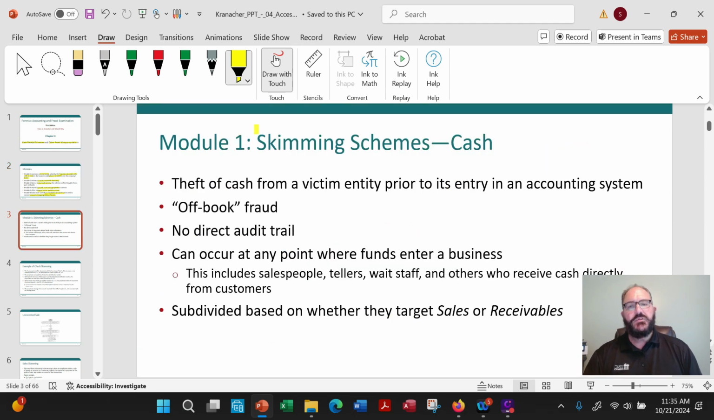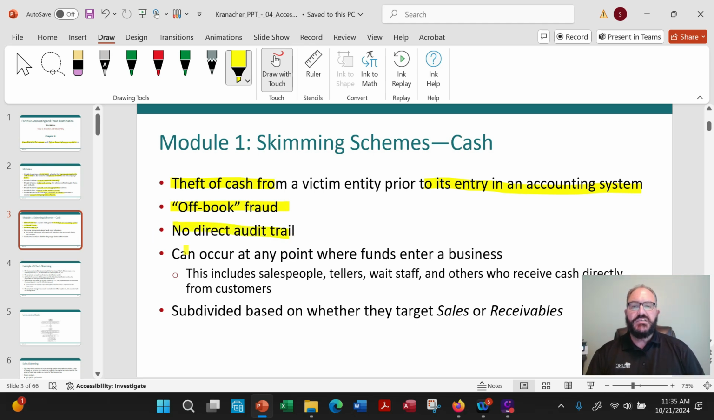All right, so the first one, skimming schemes. Theft of cash prior to the entry into the accounting system. So this is what's called off-the-book fraud. This is not fraud where things were in the books and then misplaced in the books. It's not actually in the books itself. So notice there's no direct audit trail.